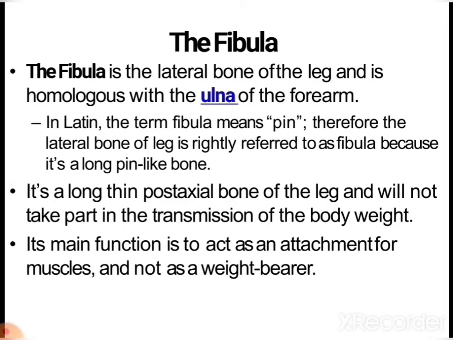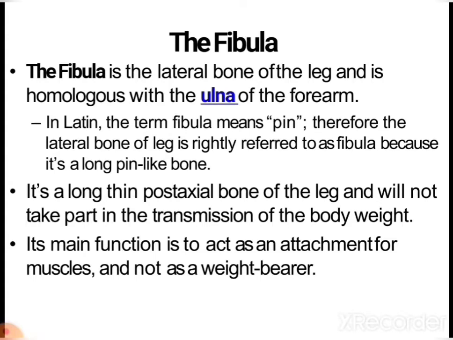As we all know, in the skeleton of the leg we have two bones, that is the tibia and the fibula. The tibia lies medially and the fibula lies laterally, and this fibula corresponds to the ulna, which lies in the forearm. In Latin, the term fibula means pin. Therefore, the lateral bone of the leg is rightly referred to as the fibula because of its long pin-like shape.